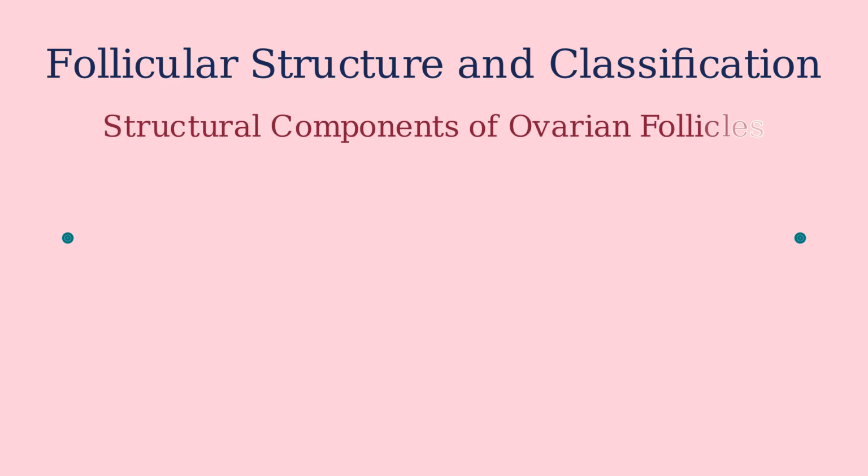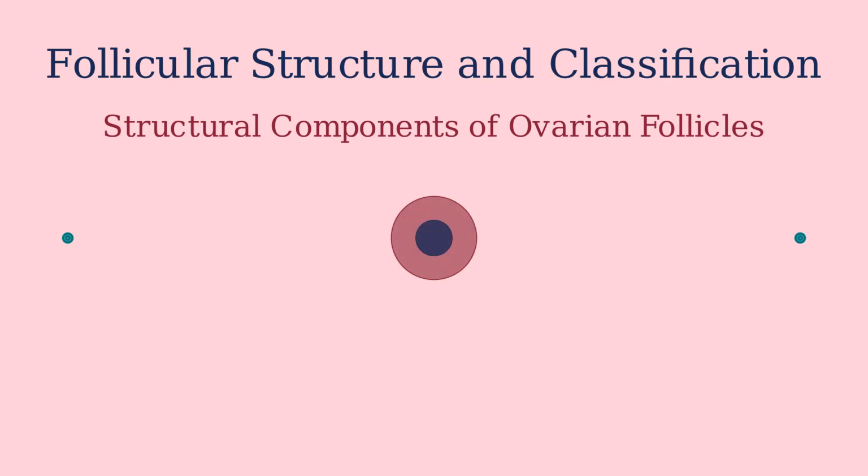Now that we understand the basics of oogenesis, we'll explore follicular structure and classification in the next section. Ovarian follicles are the fundamental functional units of the ovary, each containing a developing oocyte. Let's examine the structural components of follicles.